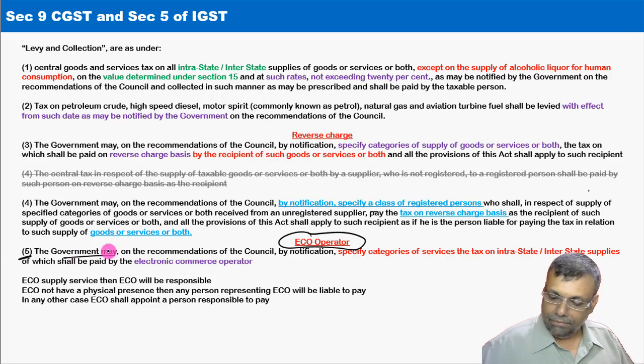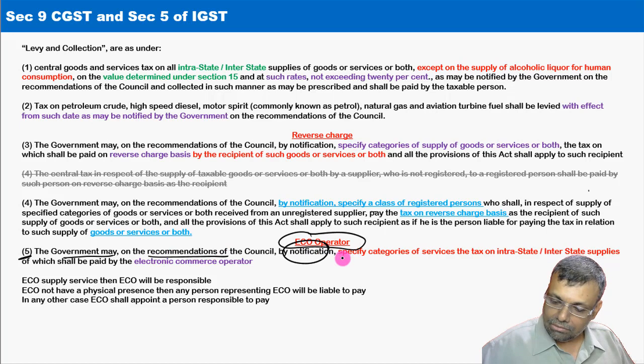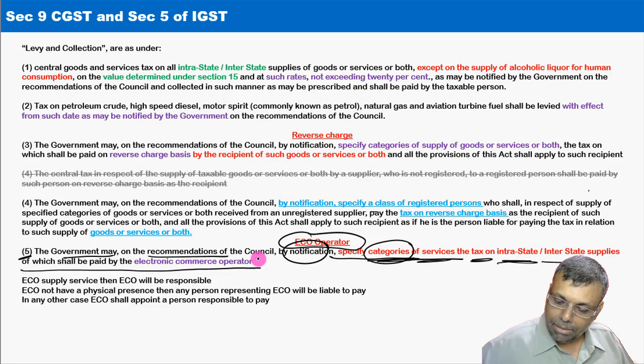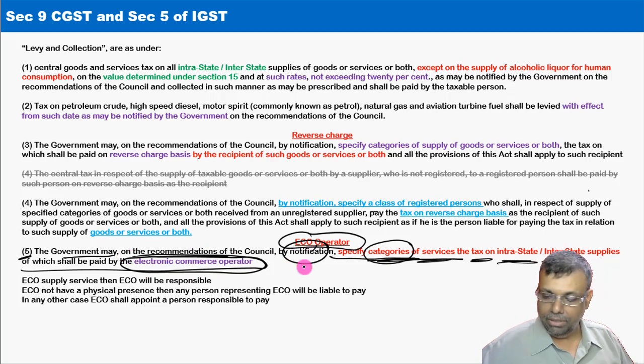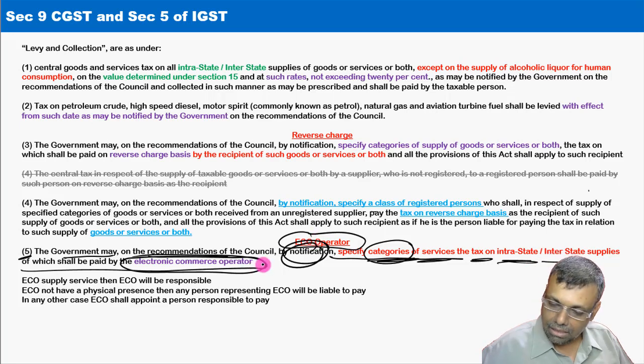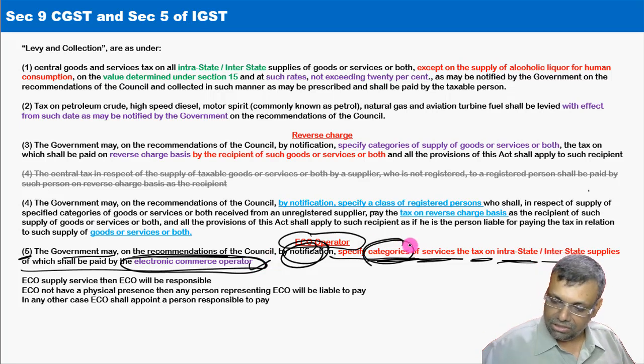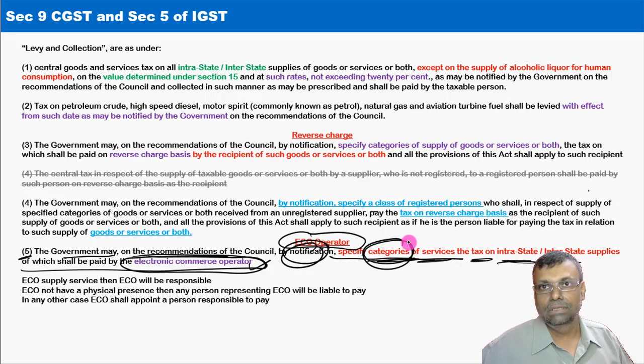Okay, under subclause 5 it says that the government, on the recommendation of the council, by notification, specifies the categories of services, I repeat, the categories of services, on which the tax on intrastate, interstate supply, etc., shall be paid by the eco-operator, the electronic commerce operator. So this is one type of eco-operator which will be notified by the government, of course with the recommendation of the council, because the entire GST law, the backbone of GST by itself, is on the recommendation of the council. That eco-operator will have to pay the tax on account of GST.